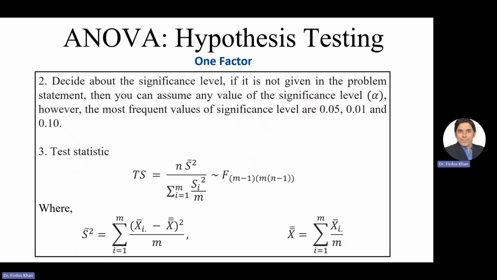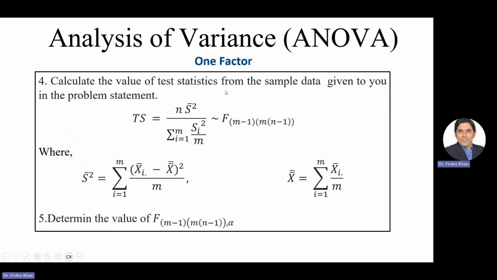Okay, so this is about the test statistic, and this is important. You should know how to calculate these quantities. Now look at this. Calculate the value of the test statistic from the sample data given to you in the problem statement. So you have the data, then you need to calculate these variances, which were also given in the previous slide. n is the sample size, which is equal for each sample, and m is the number of samples. This is distributed as F with m minus 1 and m times (n minus 1) degrees of freedom. This degree of freedom is coming from the numerator and this from the denominator.